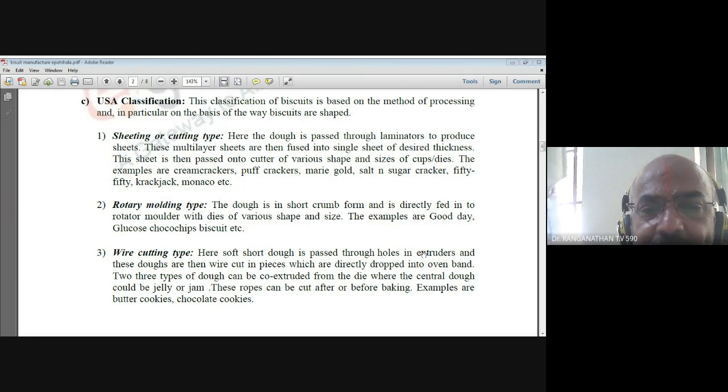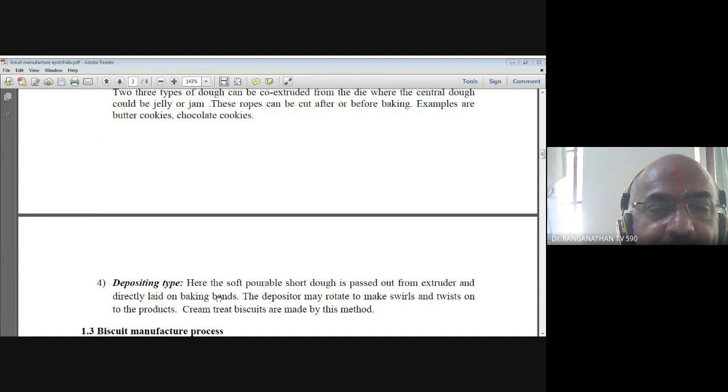Wire cutting: they are passed through holes in extruders, and these doughs are then cut in pieces which are dropped onto an oven band. And this type can be co-extruded also. Example, I think I already told you, is your Dark Fantasy, etc. So these ropes can be cut after or before baking. The examples are chocolate cookies, etc.